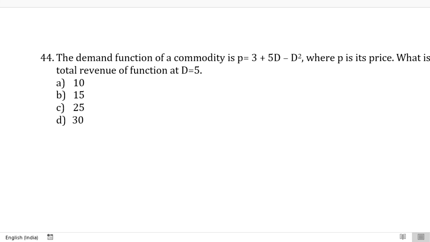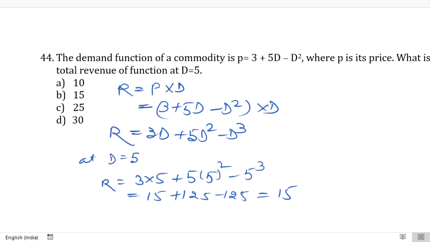The demand function is given. I have to find the revenue function. So how do I find the revenue function? To find total revenue, what I need is the formula, that is price into demand. What I have done is I have multiplied the price, that is 3 plus 5d minus d square, with d. So what do I get? I am getting 3d plus 5d square minus d cube. Now you have been asked to find out the total revenue at d is equal to 5.